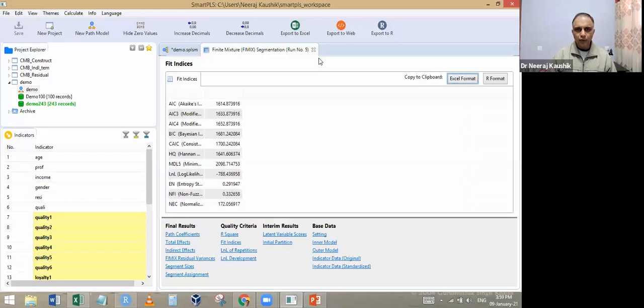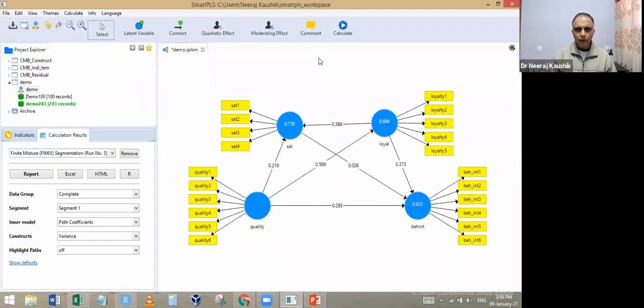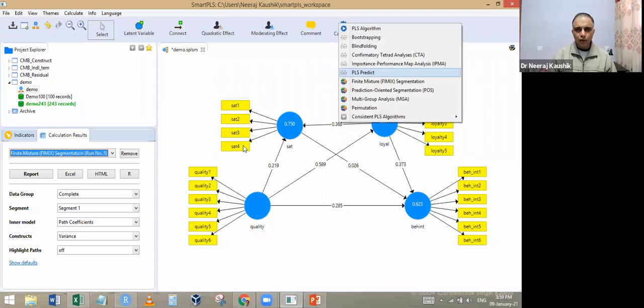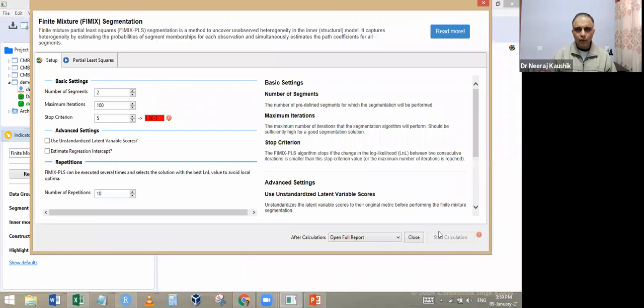So I click here on calculate, Fmix. Number of clusters are 3. Increase, decrease, start. It will take a little bit more time.